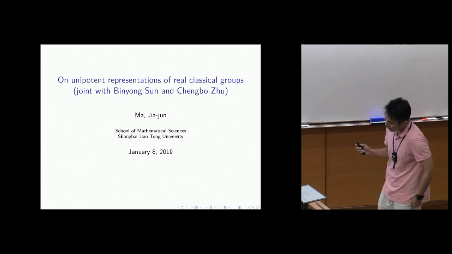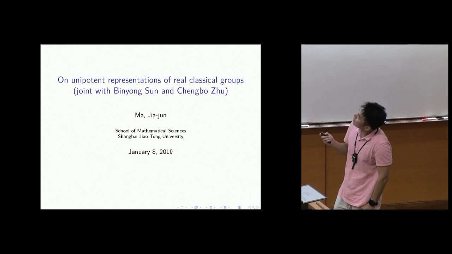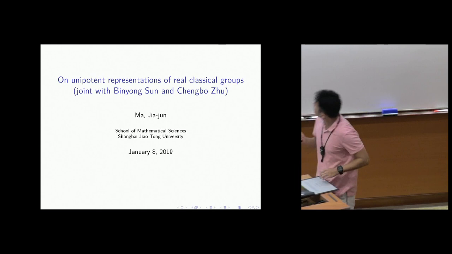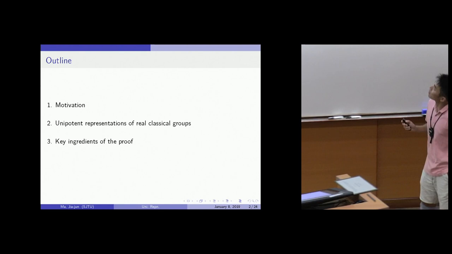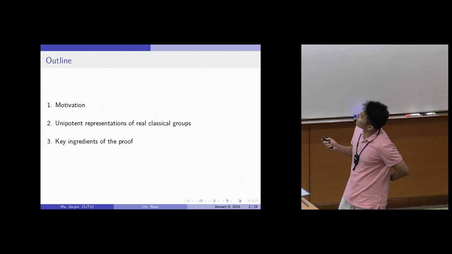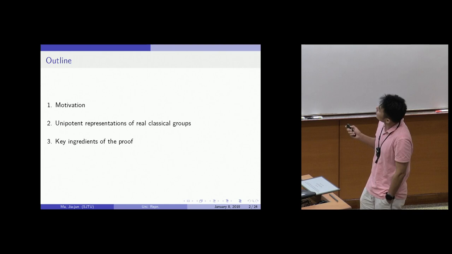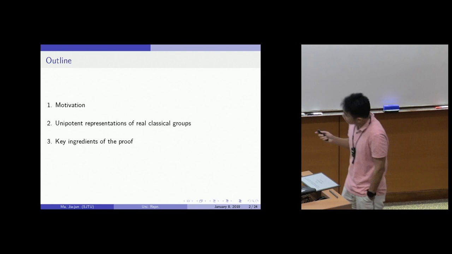So today I would like to talk about unipotent representations of real classical groups. This is mainly joint work with Bing Yongsun and Chen Bo Zhu. Roughly, I will first talk about the motivation for the definition of unipotent representation. Then I will talk about the meaning of the unipotent representations we studied for real classical groups. And then I will talk about the main result and some ingredients of the proof.